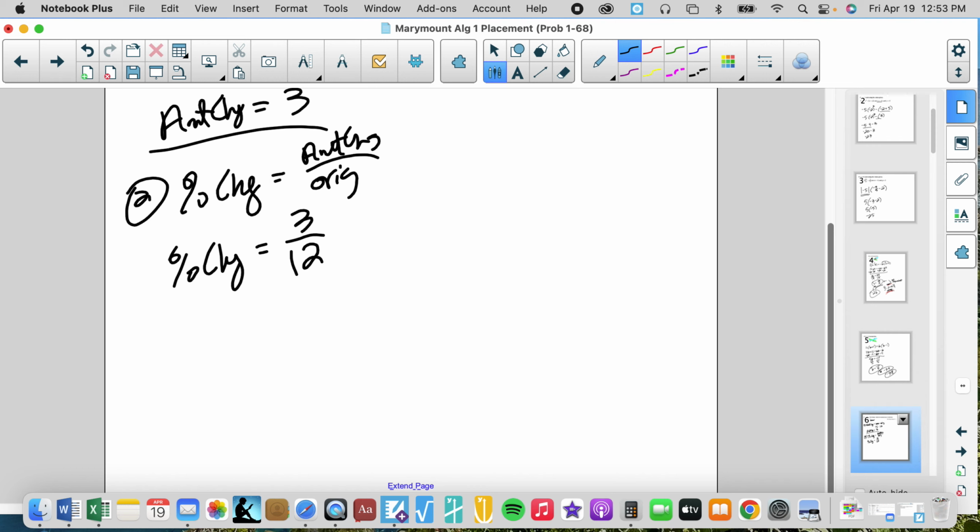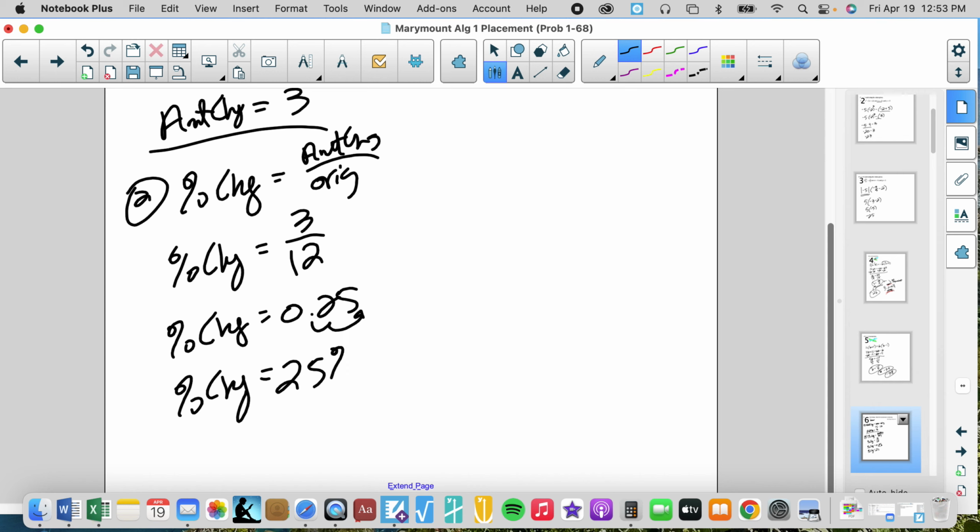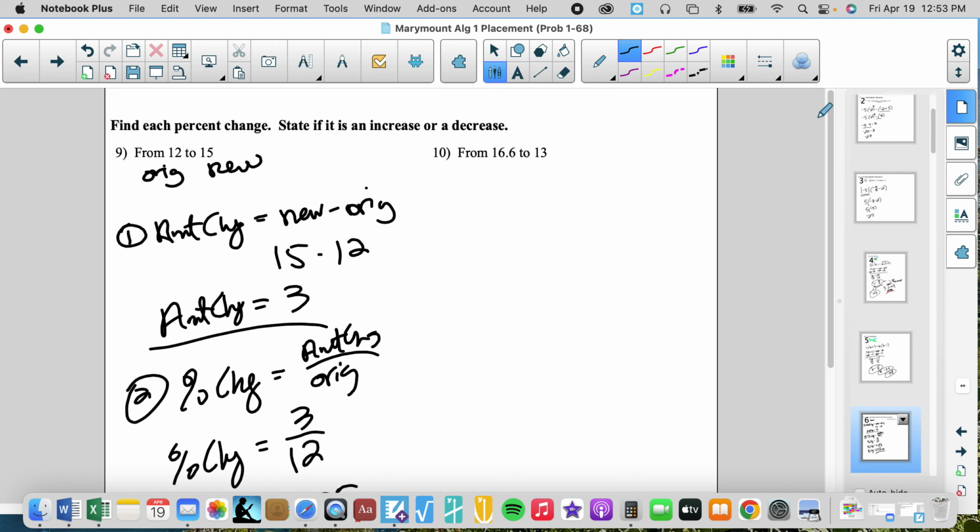Now, that is a fractional value, so we can change that fraction to a decimal, which is 0.25, and then we can change that decimal to a percent by moving it 2 places. So we get 25%, and we must include increase. Why is it increase? Because it's a positive value. So the correct answer would be 25% increase. Let's go to problem number 2. We're going to do the same thing.